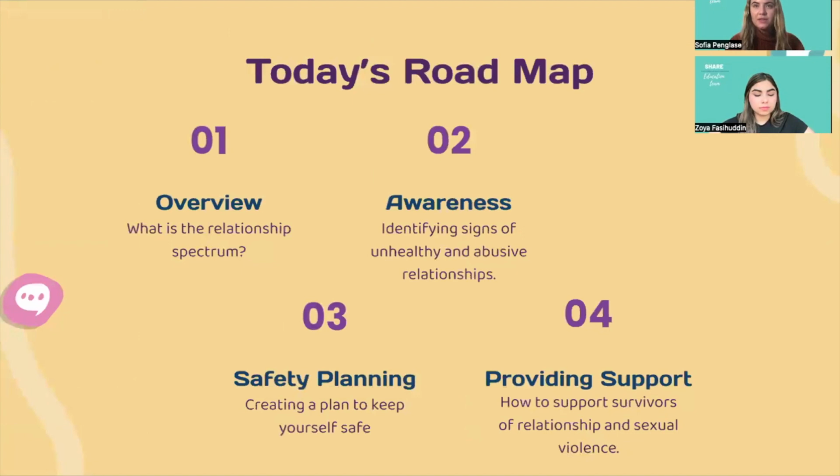Today's workshop will begin with an overview of the relationship spectrum framework. We will then move into identifying the signs of unhealthy and abusive relationships. We will then go over what a safety plan is and how you can create one. And finally, we'll discuss how we can support healthy relationships in our communities by providing support to our friends and loved ones who may be in an unhealthy or abusive relationship.